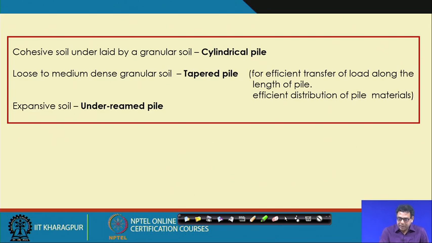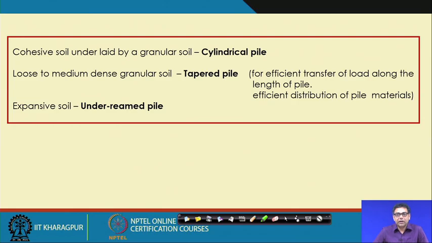And this tapered pile is efficient to transfer the load along the length of the pile, and gives efficient distribution of pile material, because we are taking the tapered section. So, we can save the material also, and we can transfer the load efficiently with this type of pile. It is most preferable in loose to medium dense granular soil. Okay. So, loose to medium granular soil.